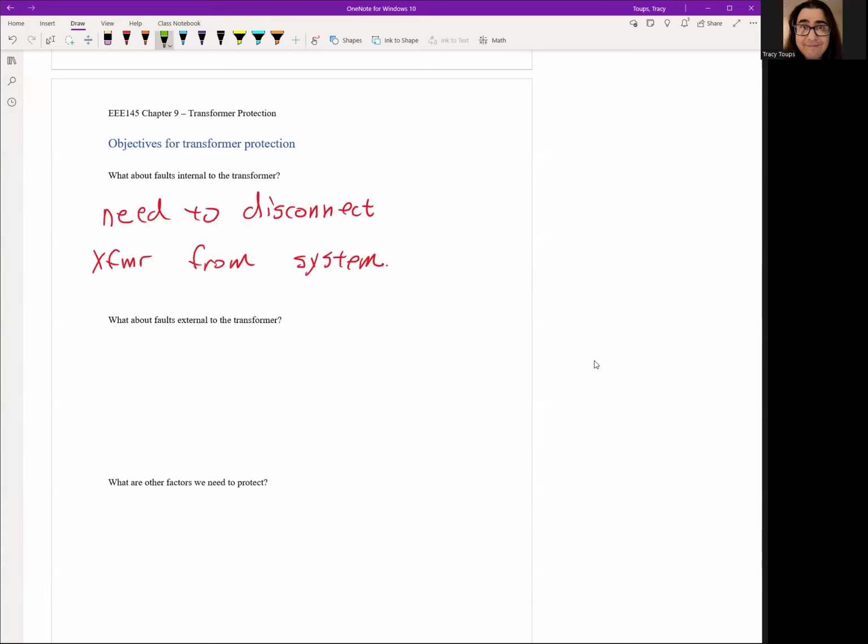Now, that's what happens if we have a fault internal to the transformer. What happens if we have a fault external to the transformer? Let's say it's on a feeder. Let's say it's on a transmission line. Let's say it's the next substation over. We don't want to disconnect our transformer when we're not the problem, right? That's protection 101: only disconnect the minimum amount of equipment needed. So we need to make sure we have the ability to ride through external faults.